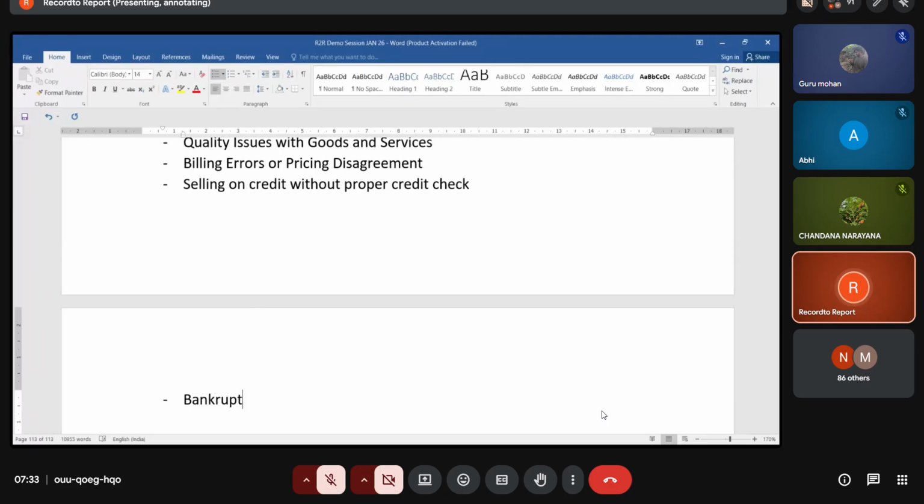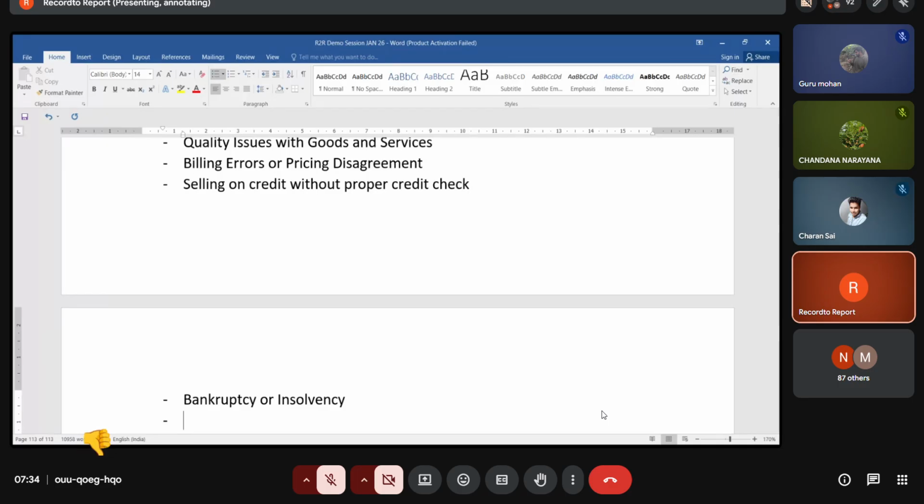What is the meaning of bankrupt, guys, or insolvency? In our villages, we used to say IP, insolvency petition. What does it mean? The person who has taken the goods on credit met with a lot of losses in the business, and he filed the IP. That means he is not willing to pay the money. Will you receive the money from such people, guys?